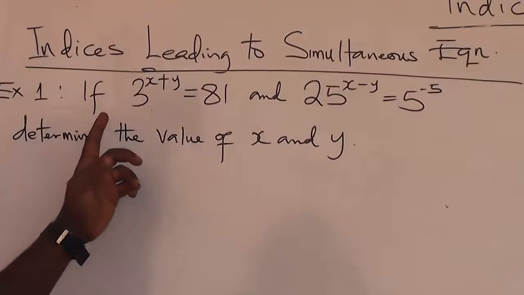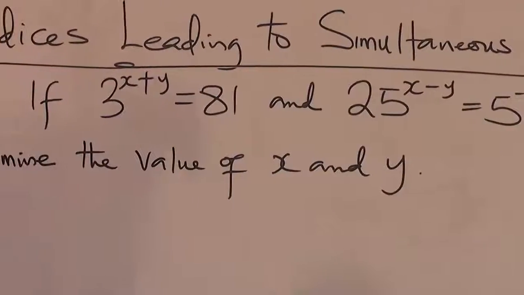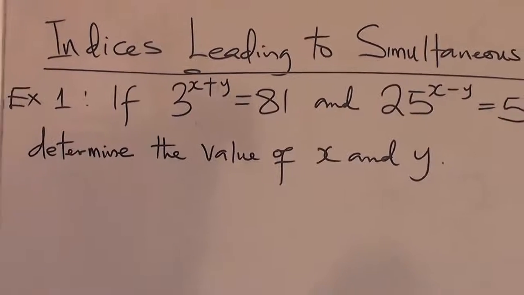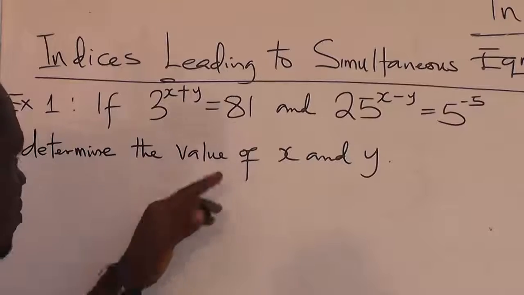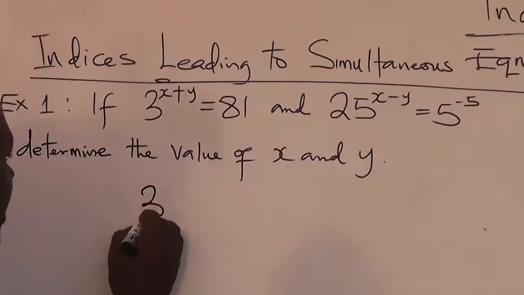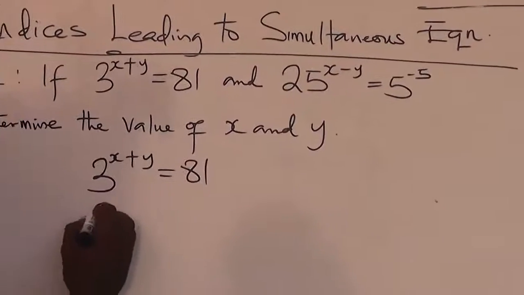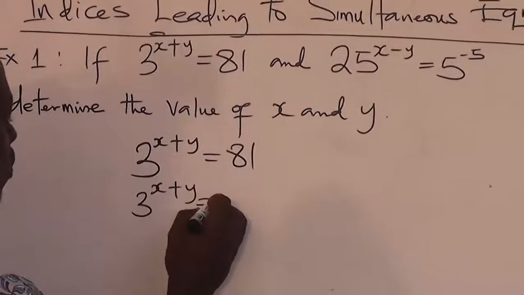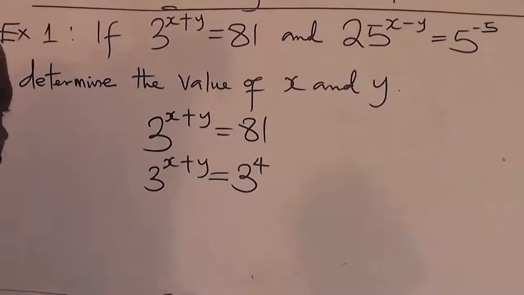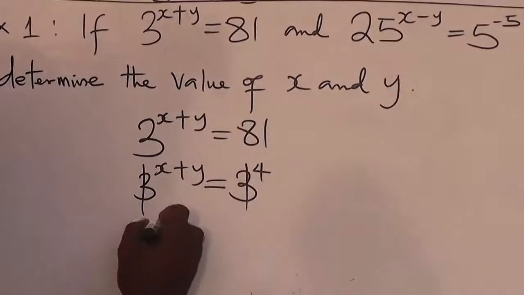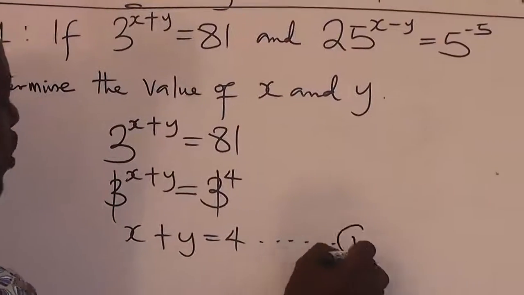The question says, if 3 raised to power x plus y is equal to 81 and 25 raised to power x minus y is equal to 5 raised to power minus y, determine the value of x and y. We will create two equations from these indices. We have 3 raised to power x plus y is equal to 81. This will be 3 raised to power x plus y is equal to 3 raised to power 4. The index form of 81 is 3 raised to power 4. So we take out the base since they are equal. So x plus y is equal to 4. This becomes our equation 1.